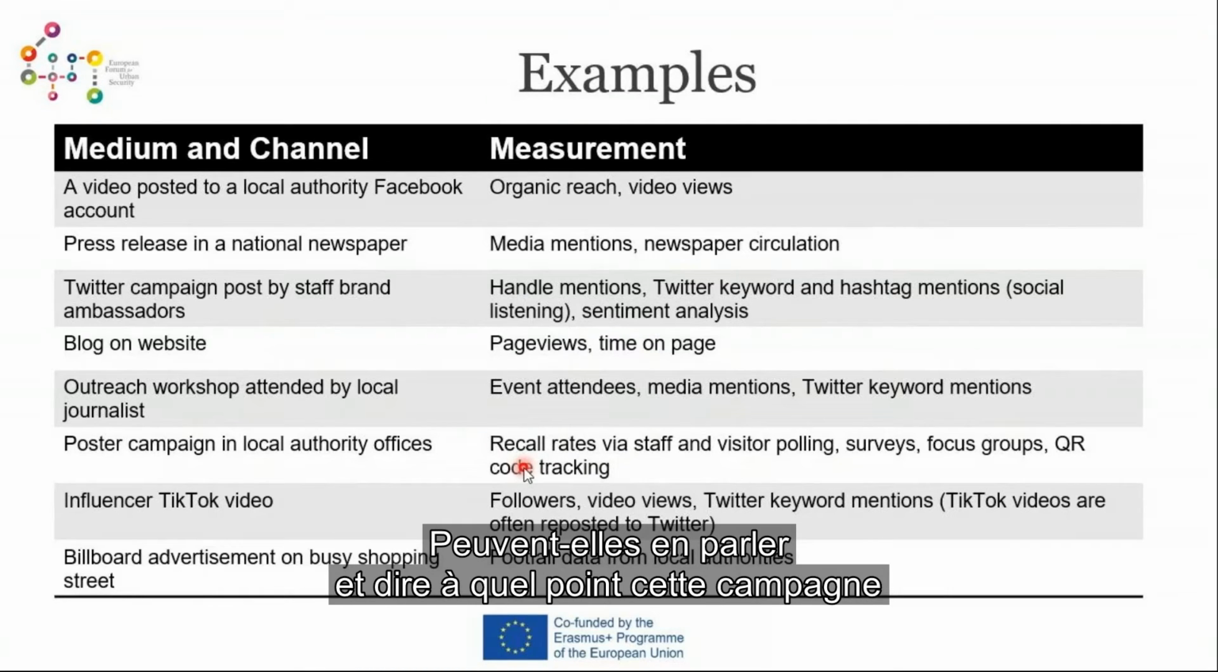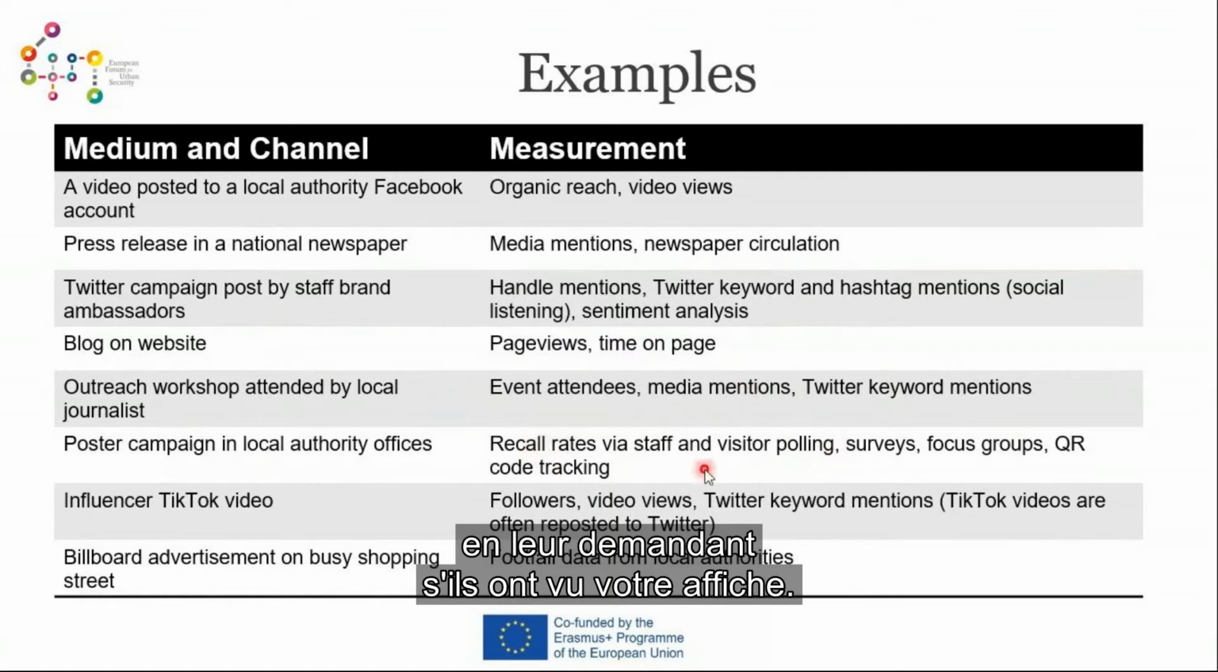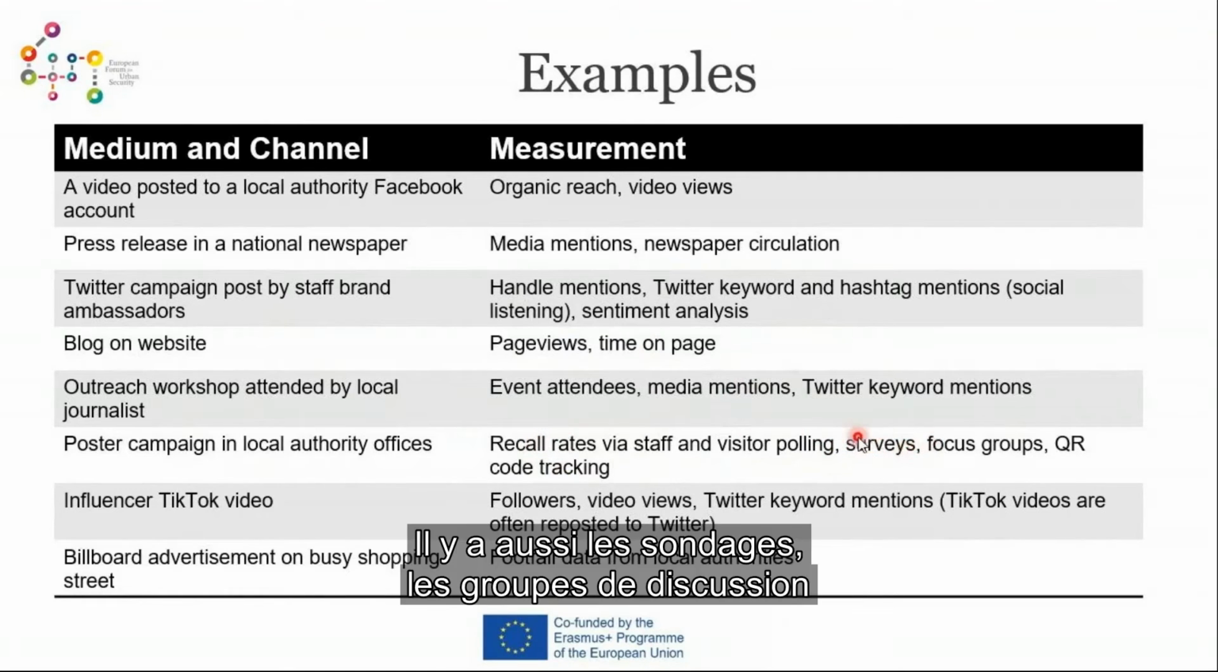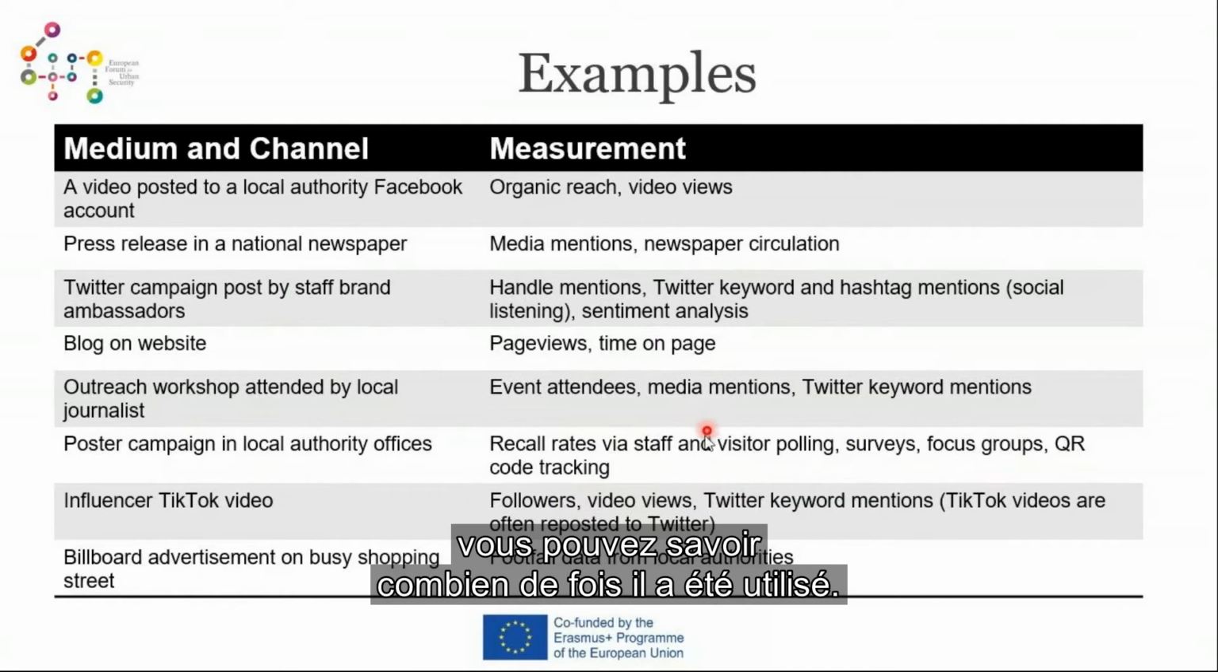To what extent did that campaign have an effect on them enough for them to remember it? And you can do that actually by taking surveys of the people in those local authority offices. Did you see this poster? You can ask them. Of course, there's surveys, focus groups, and on posters, very often QR code tracking. So if you have a QR code that takes you to a website, you can track the number of times that QR code has been followed.